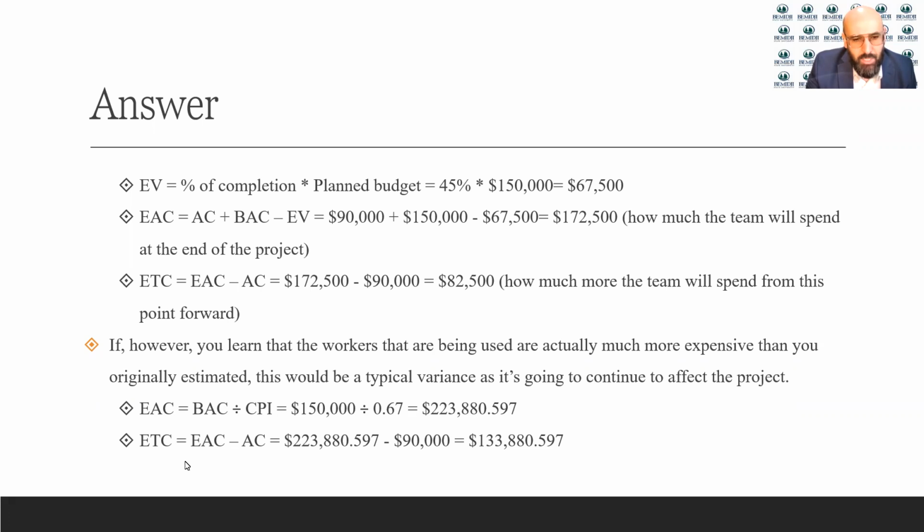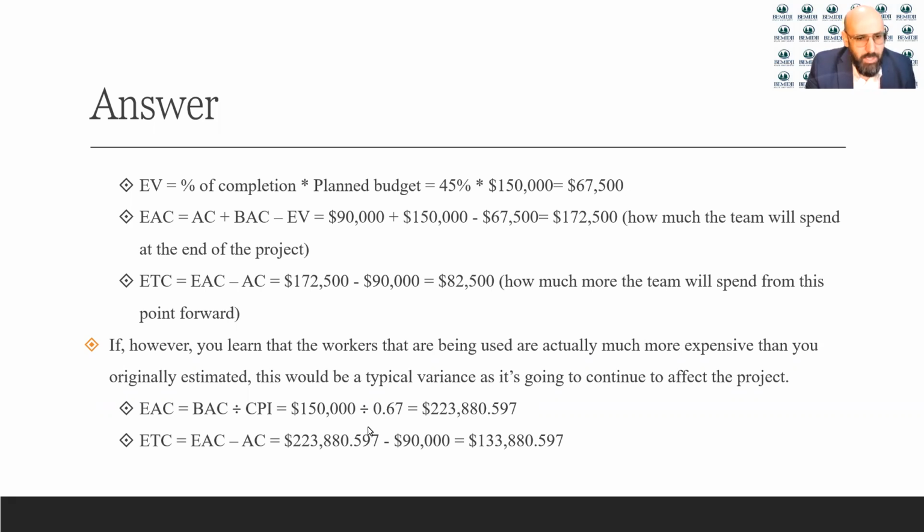The ETC is equal to the EAC that we calculated here minus the actual cost. So 223K minus 90,000 would be equal to 133,880. That is what would be needed to spend on the project from now on.